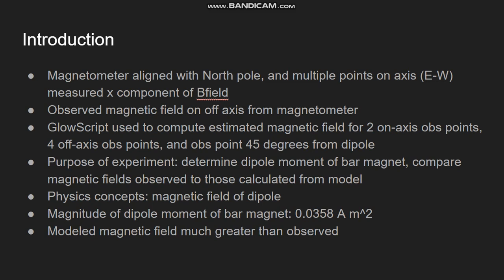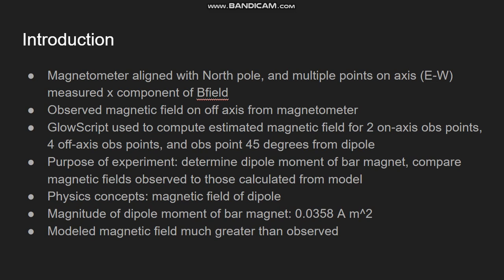The purpose of this experiment was to compare the model calculated B field to the observed B fields and determine the dipole moment of the bar magnet. This experiment used the concepts of magnetic fields of dipoles in the parallel and off-axis directions. This concept was key to determine the magnetic field of a dipole on the magnetometer and estimate the dipole moment.